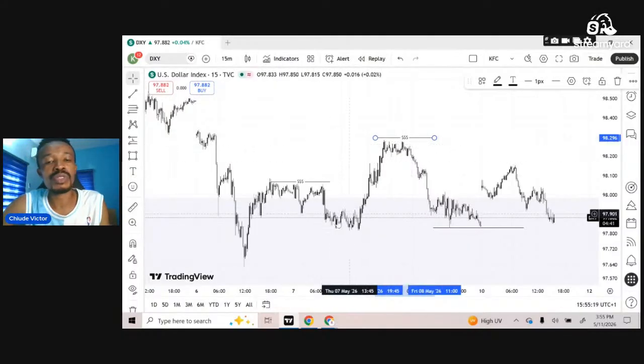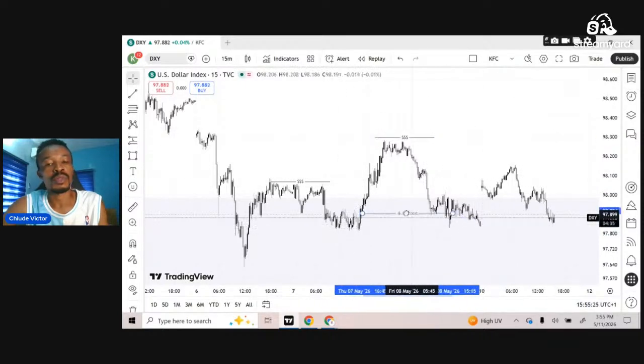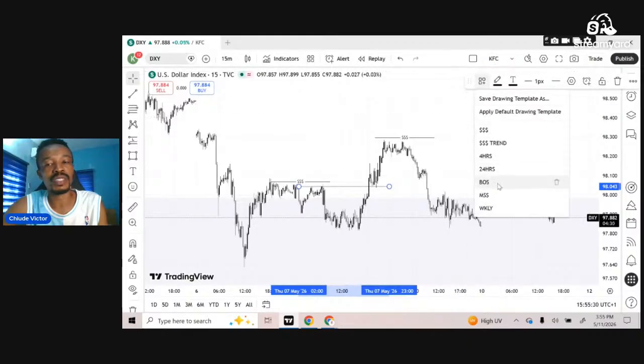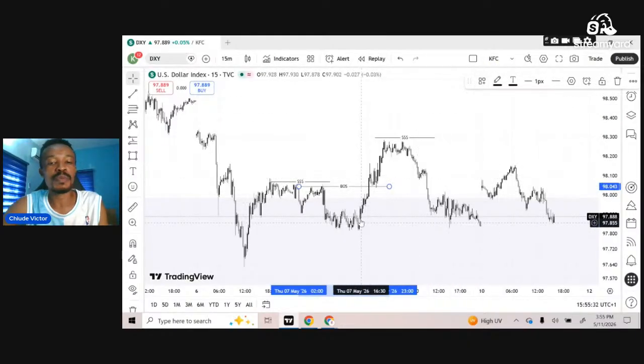So because this demand zone was strong enough to break this structure and push price up, I have a label for break of structure. Sorry, I've not been using these things for long, but for the sake of this class, let me just put it. Because price broke this structure and pushed up, it means that this demand zone is strong, it's valid, it has power. And because of that, there will be money under here.